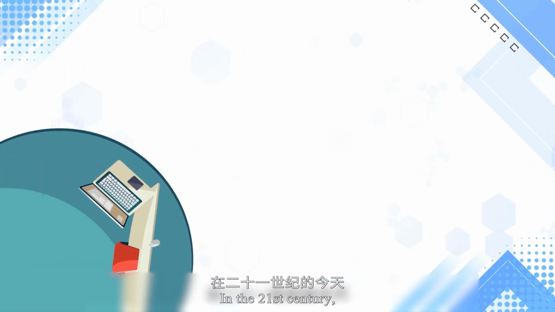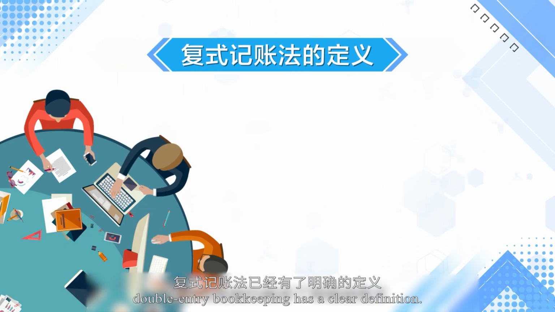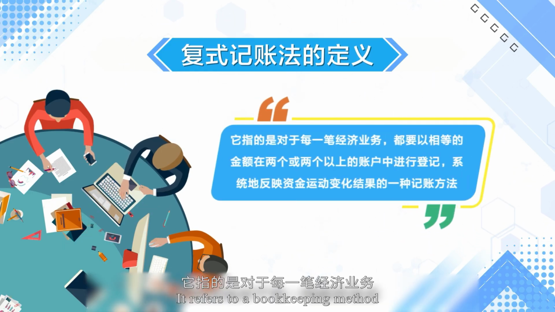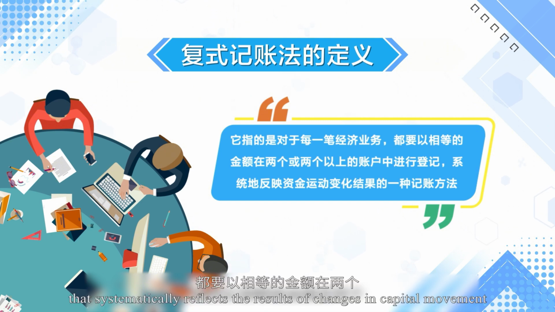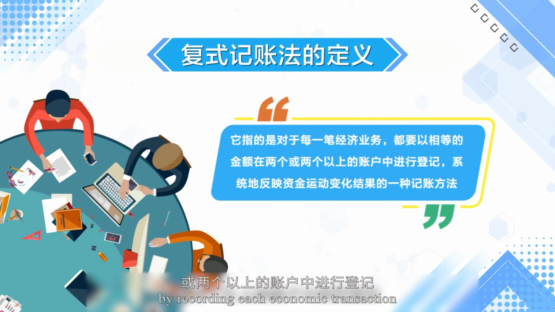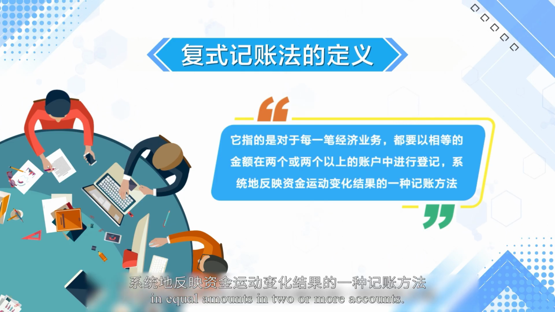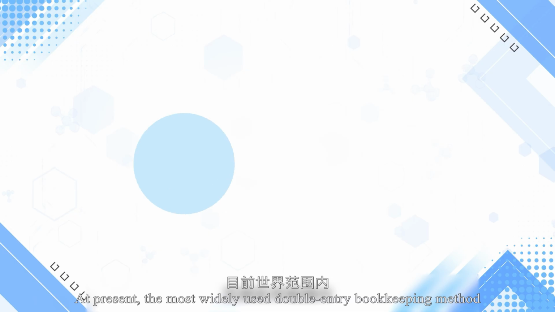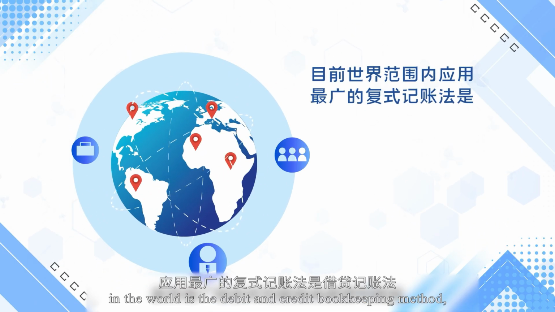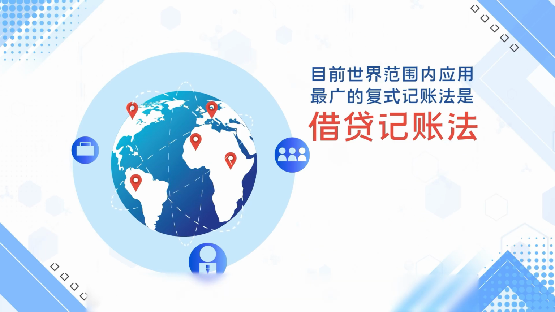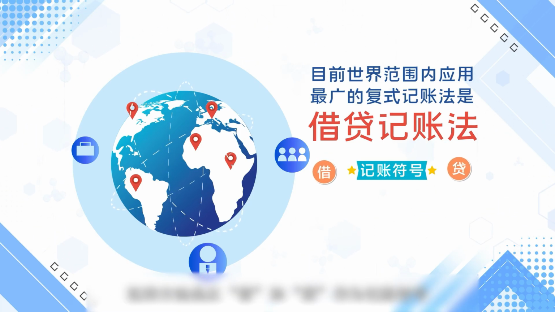In the 21st century, double entry bookkeeping has a clear definition. It refers to a bookkeeping method that systematically reflects the results of changes in capital movement by recording each economic transaction in equal amounts in two or more accounts. At present, the most widely used double entry bookkeeping method in the world is the debit and credit bookkeeping method, which uses debit and credit as bookkeeping symbols.